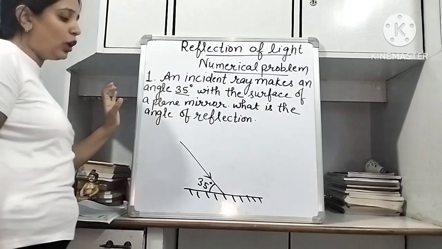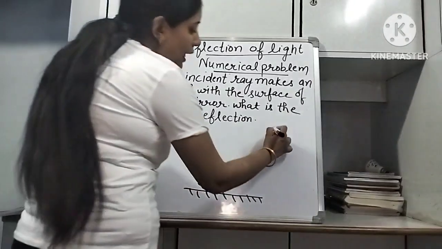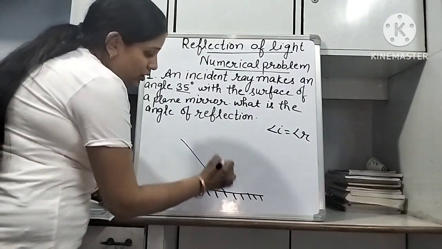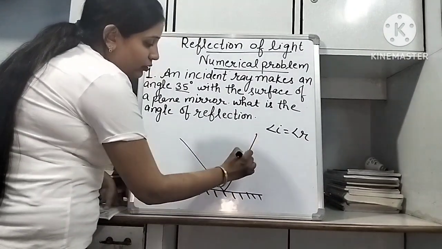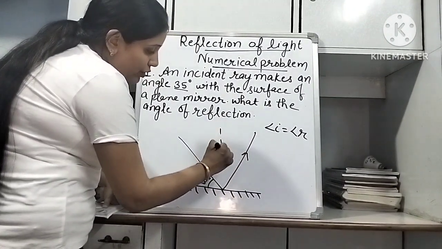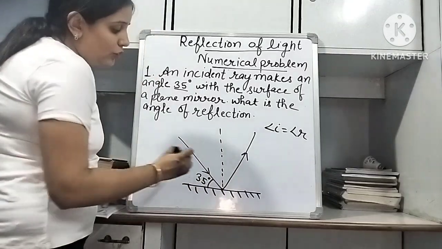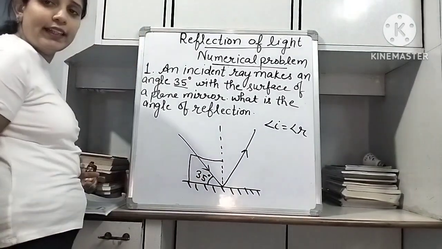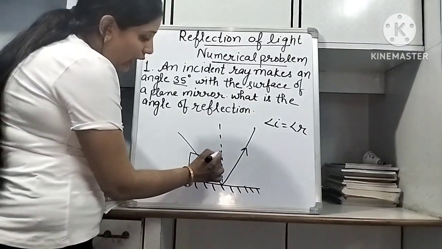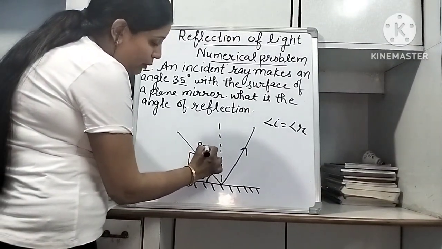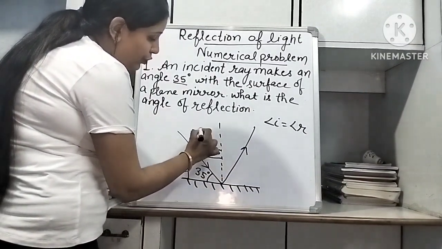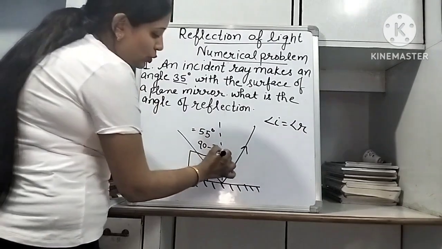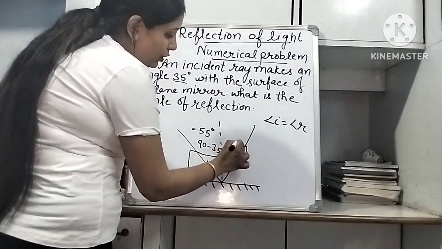We all know that according to the laws of reflection, the angle i is always equal to angle r. Firstly, this is the reflected ray. At the point of incidence, we will draw the normal. We know that normal means the perpendicular line, and this angle is 90°. So angle i is equal to 90 minus 35, which is equal to 55°. So the angle of incidence is 55°. So the angle of reflection is also 55°.